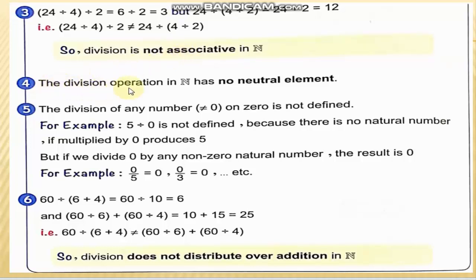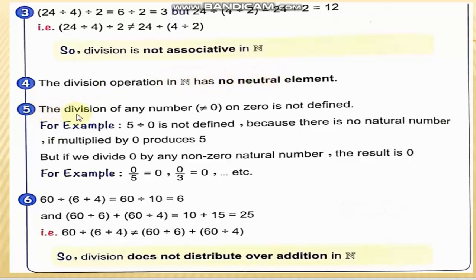Number 4, the division operation in N has no neutral element. We say in addition there is the 0, and in multiplication it was 1. In division there is no neutral element.